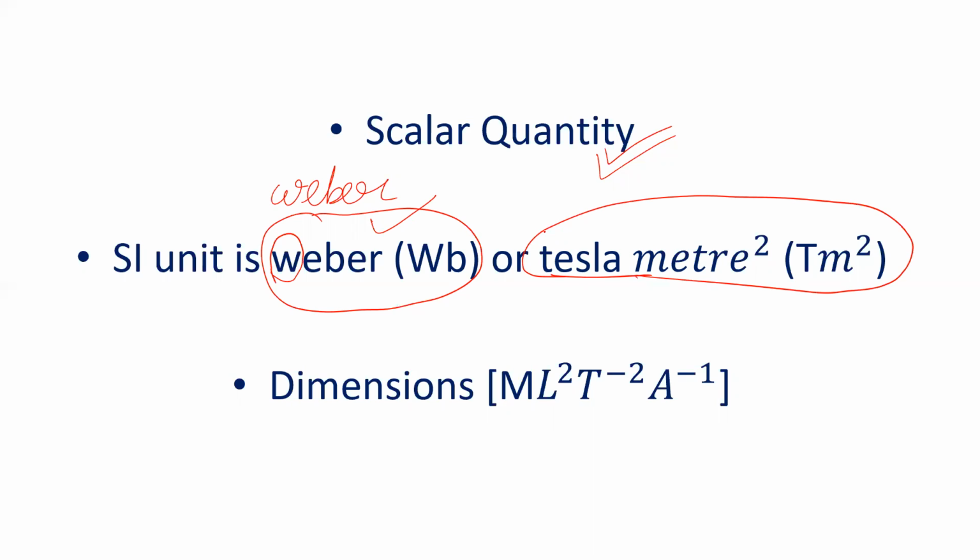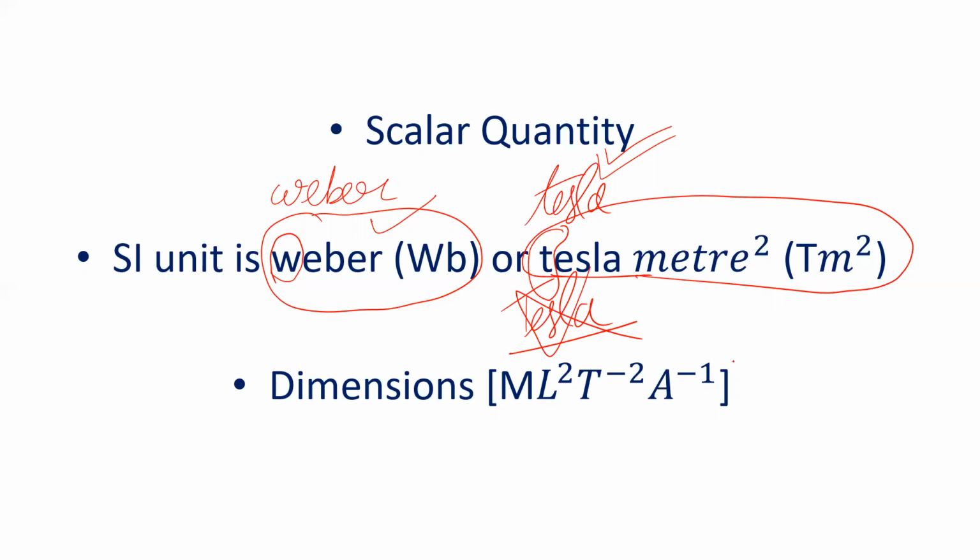Also, you can note here that for Tesla, we have written T in small. Again, the same concept: Tesla was also a scientist, so we have written tesla. Never write tesla like this. That's not acceptable as a unit. Tesla was the name of a scientist.